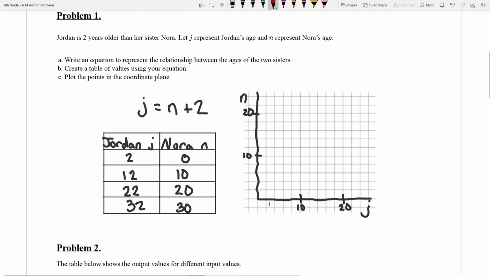When Jordan was 2, Nora was 0. When Jordan was 12, Nora was 10. That would be here. When Jordan's 22, which is here, Nora was 20. So that'd be right there. Ignore that one down there. And so you could almost imagine a line being drawn in right here for their ages.